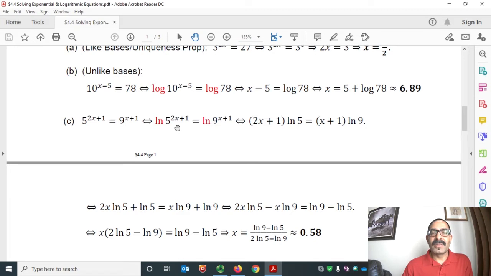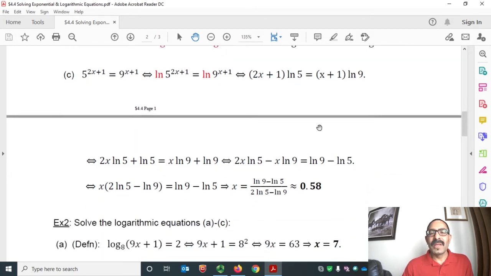Then using properties of log, I can bring this exponent as a coefficient. So 2x plus 1 times ln 5 equals x plus 1 times ln 9. I hope this makes sense to you all here. Then in the next step, let's FOIL: multiply ln 5 inside, multiply ln 9 inside, which turns out to be this expression here.